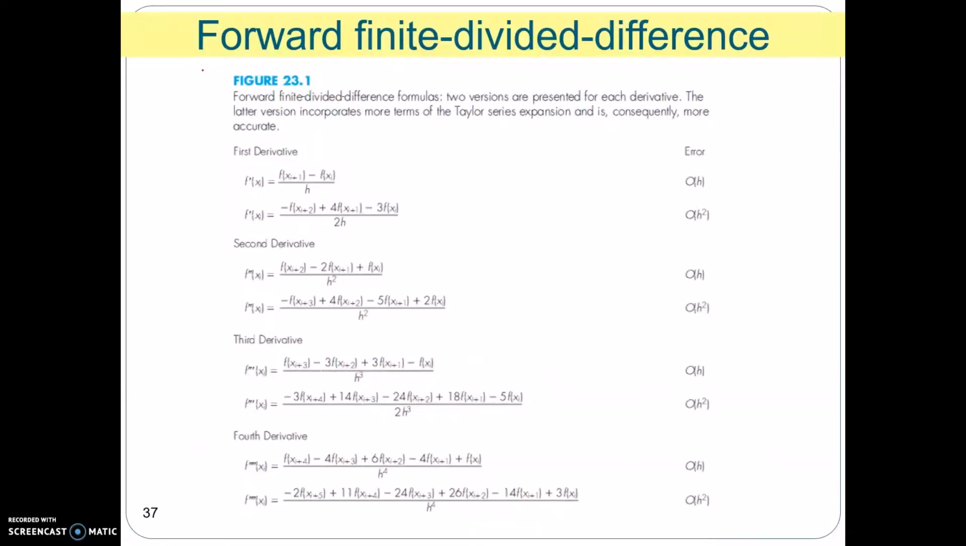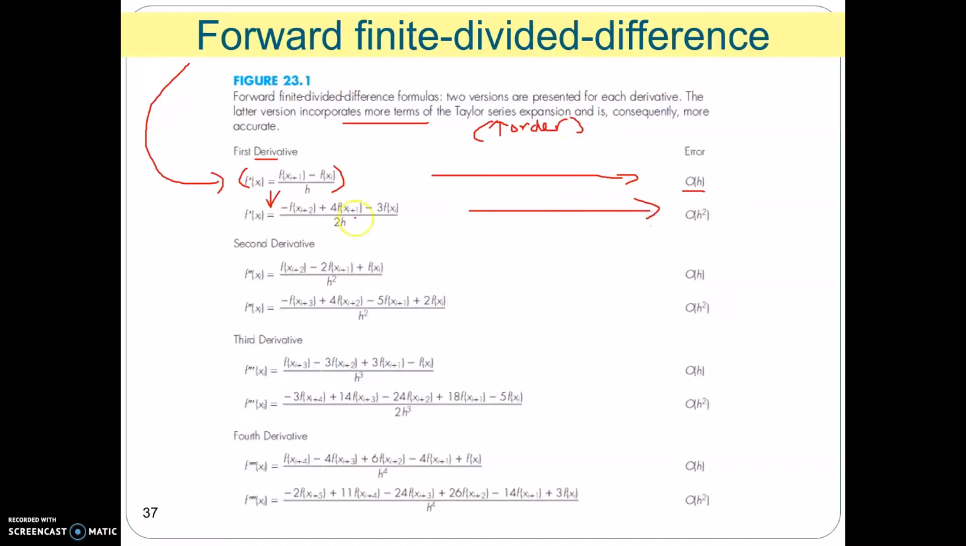You have learned how to perform the forward finite-divided-difference by using this formula to compute the first derivative. This method has the accuracy level equal to O(h). Besides that, we can improve the algorithm by incorporating more terms of the Taylor series expansion, which means we increase the order of the method. By doing this, the accuracy level for the method will be increased to O(h squared).